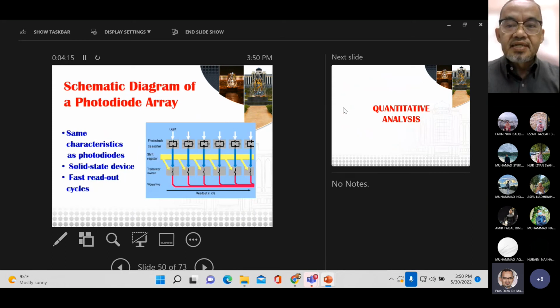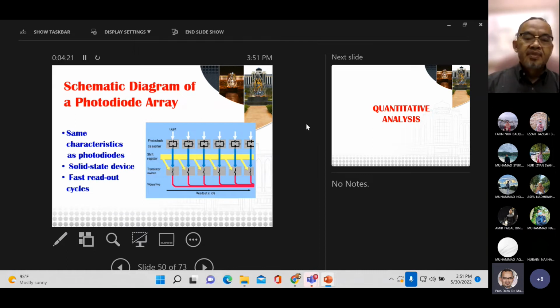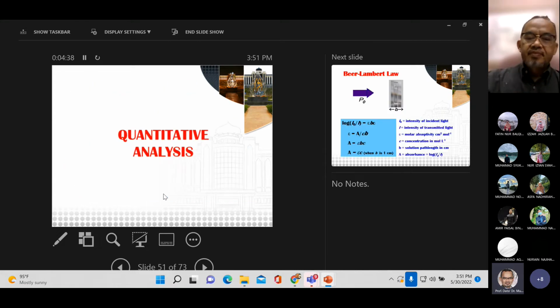Earlier there was a question from a student. This is basically the schematic diagram of the photodiode array. This is the array that we use, more or less, whereby it allows us to do simultaneous detection of various samples. So they are not doing the splitting.